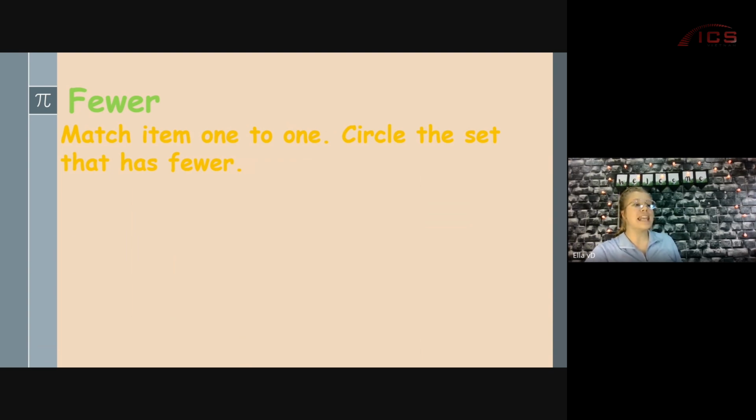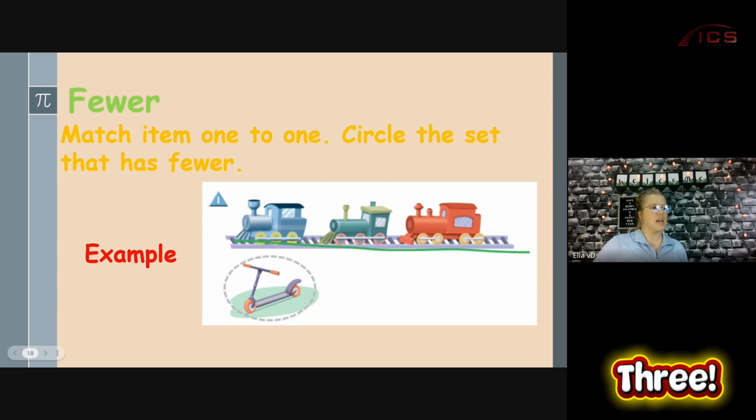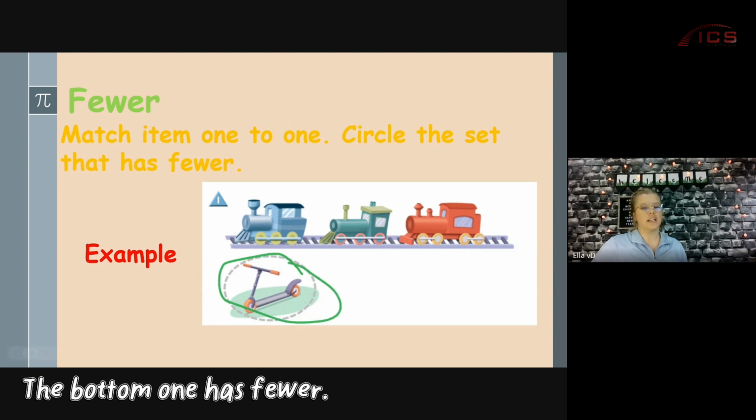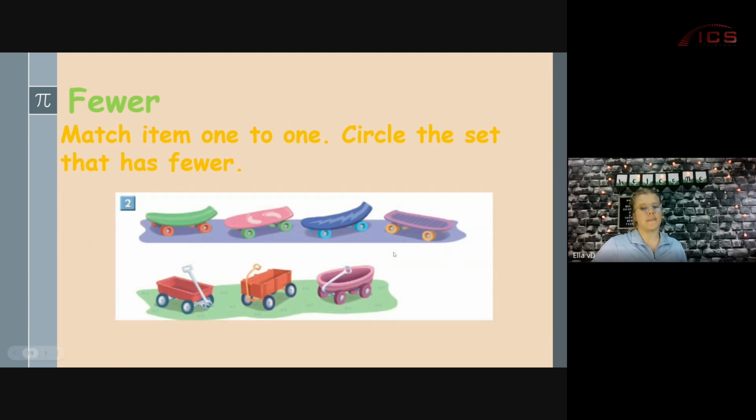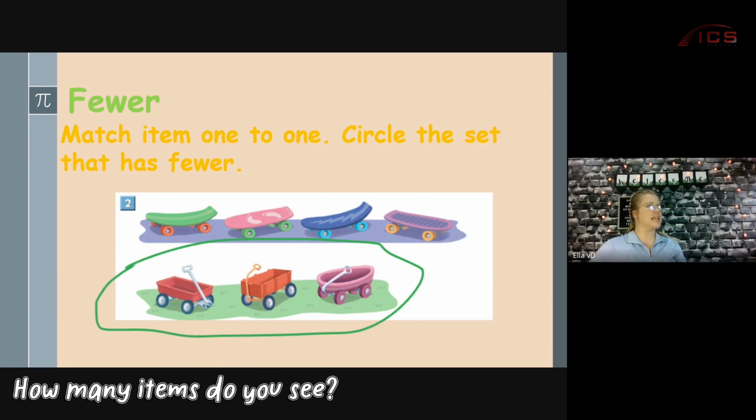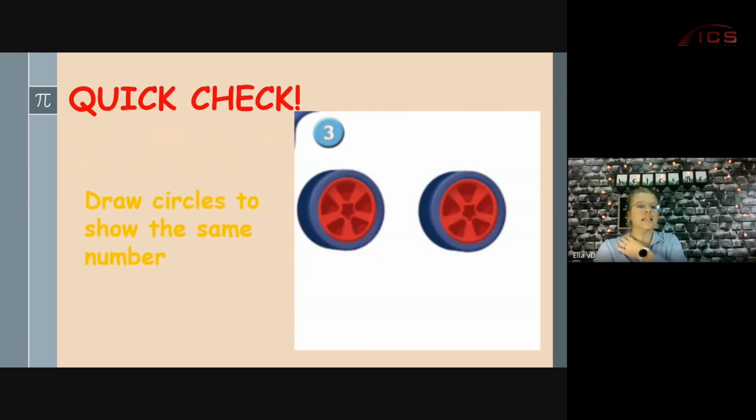The next one, we're looking for the ones with fewer. We're looking for less objects this time. So we're going to circle the one that has less objects. Example, we're looking for the fewer ones. There's 3 trains. There's 1 scooter. So the bottom one has fewer. Let's go see. Can you tell me which one has fewer items? The bottom. Good job. How many items do you see? 3. Good job. Well done.